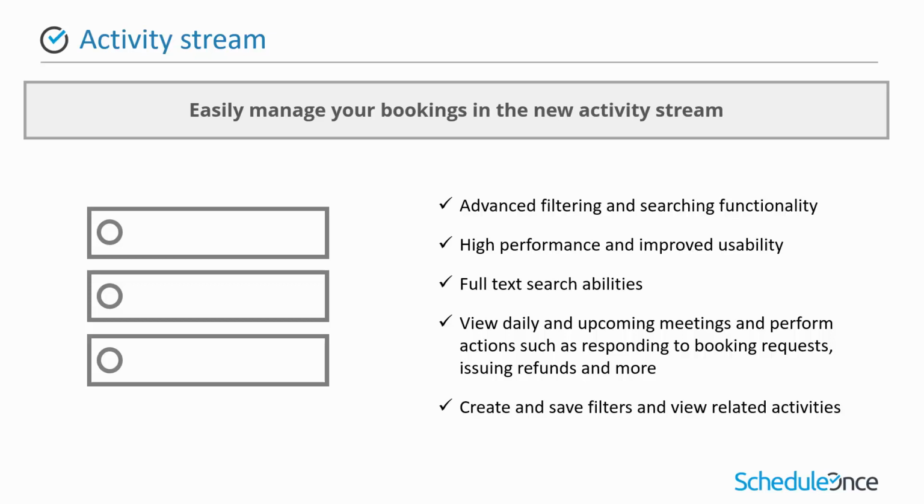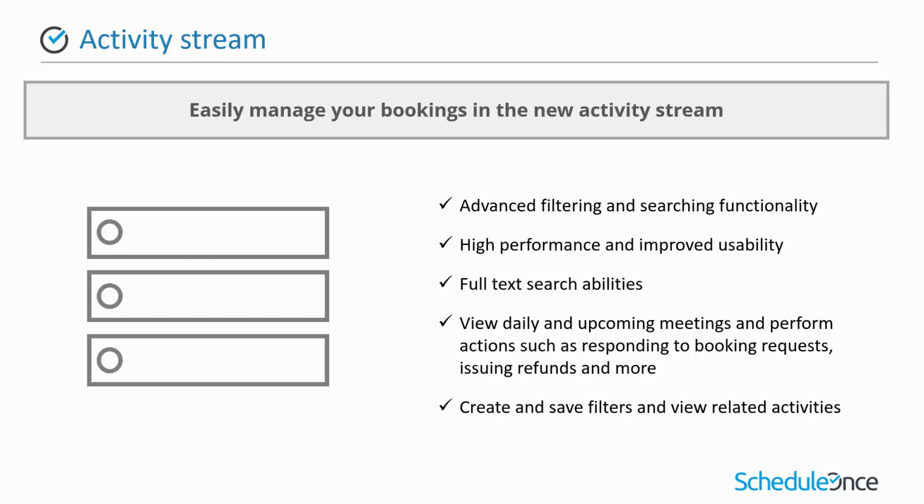You can also view any related activities when you're looking at a specific activity in the activity stream. For example, let's say a booking was rescheduled with a different booking page and you want to see the rescheduled activity, you'll see it also in the related activities. Or if a booking is for an event that has payment from payment integration, you'll be able to see payment activity as well. And if there's a refund, you'll be able to see that as well.